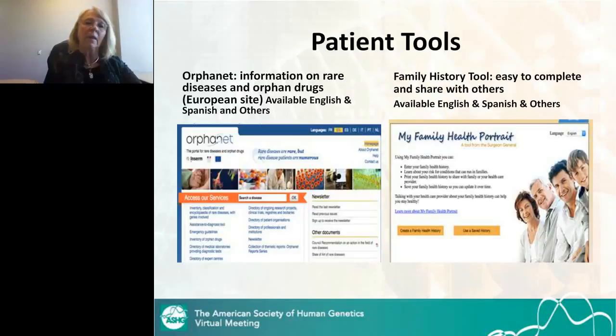There are additional patient tools. Many of these are available in more than one language and so may be of value to you if you speak differently than English. So for example, Spanish and others are available on Orphanet. This is a site that provides information on rare disease and orphan drugs, and it's designed for all audiences with links to additional resources. So this is an official site of the European Union, and they have many different languages, so I encourage you to look at that site to learn more.